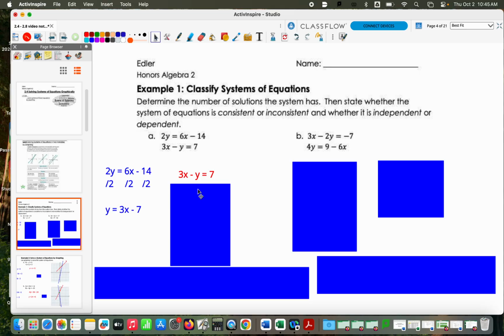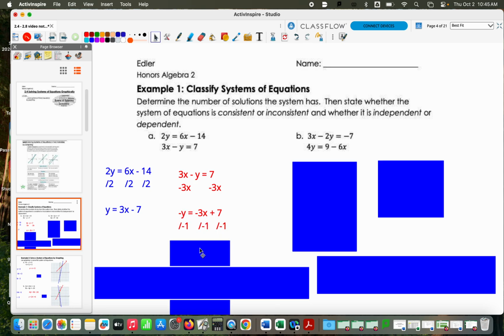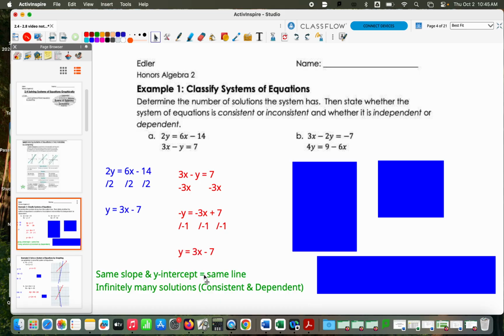For the next one, okay, I'm going to have to minus the 3x first to get y by itself. You guys have done this before. Now I got this equation, but there's a -1 here, so I'm going to divide everything by -1. So now I have this equation. If you look at it at the start, they look completely different, but when you actually rearrange them, you realize, oh wait, they have the same slope, the same y-intercept, so they're really the same line. So therefore our answer has to be there are infinitely many solutions. You could also say it's consistent and dependent. They depend on each other because they're the exact same.